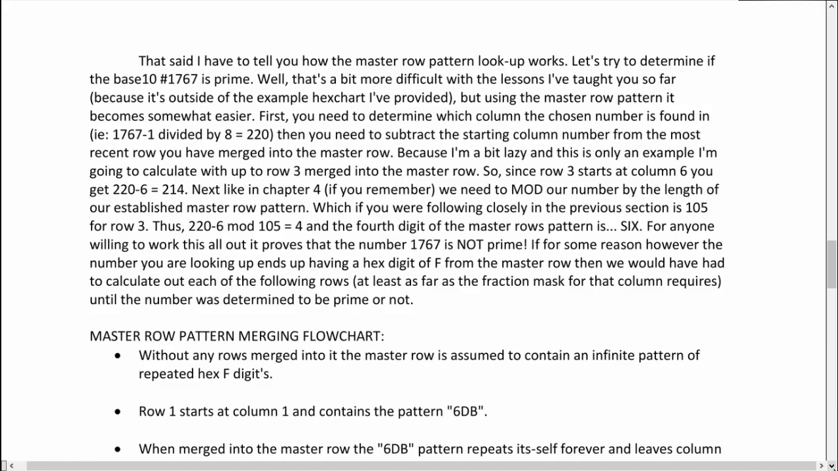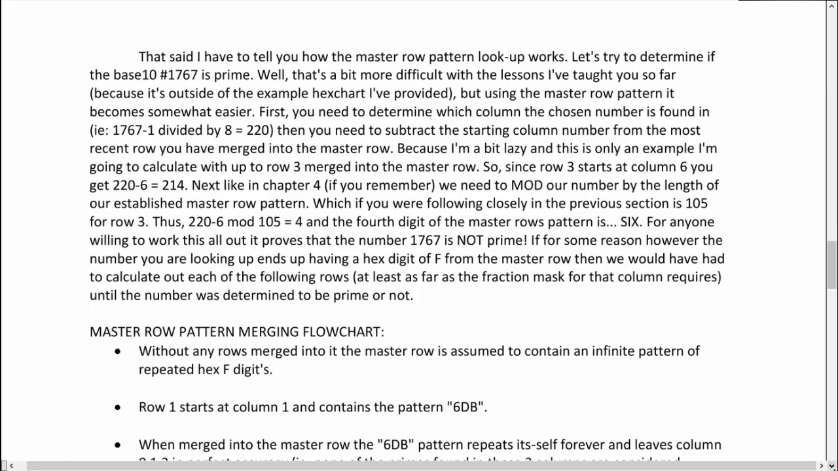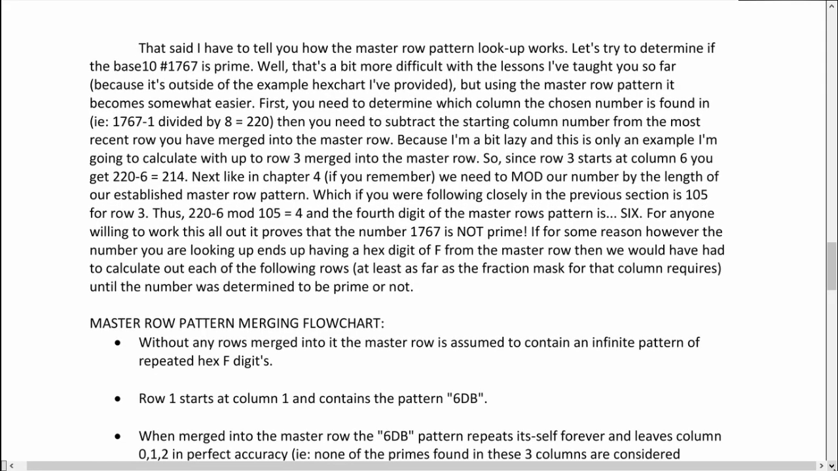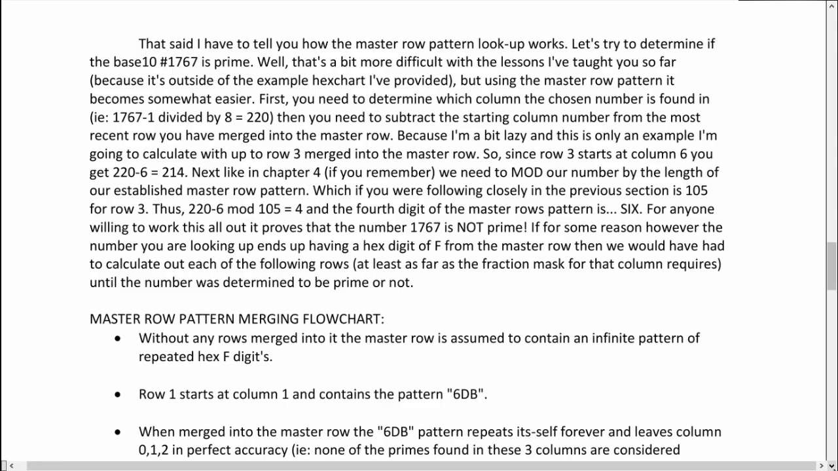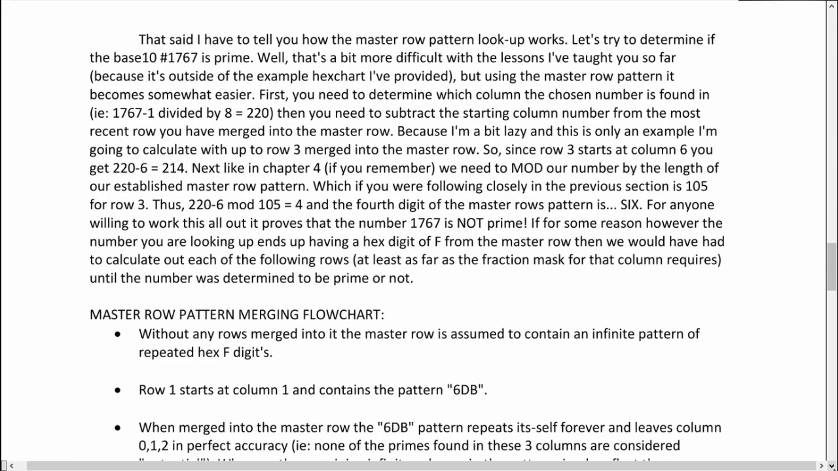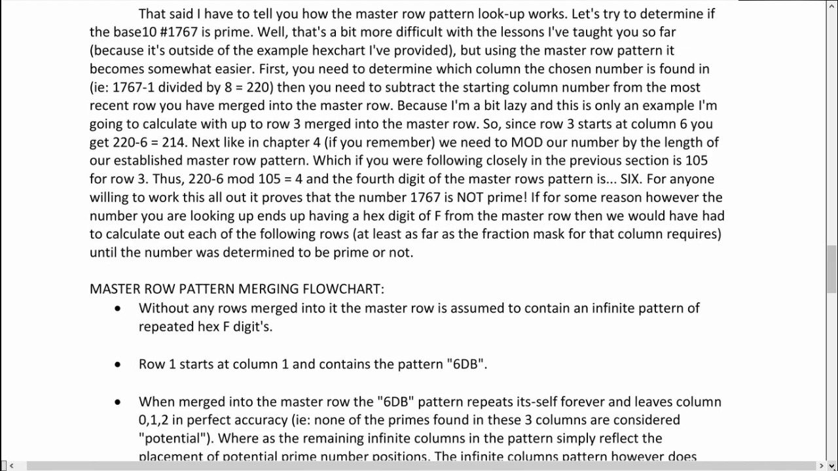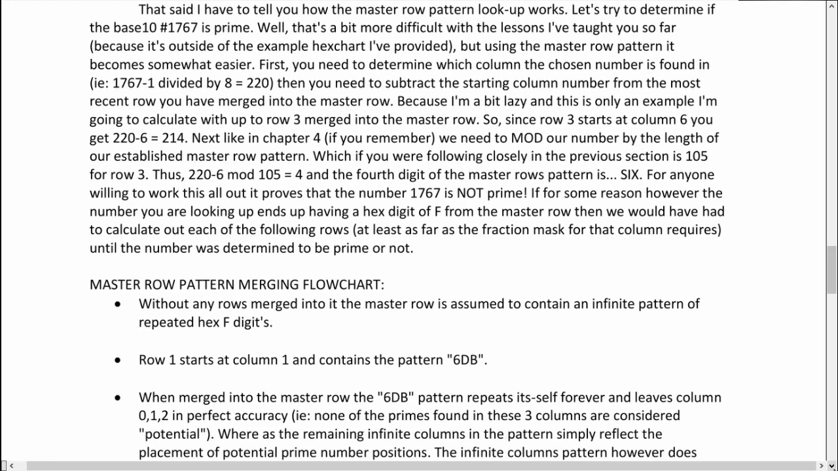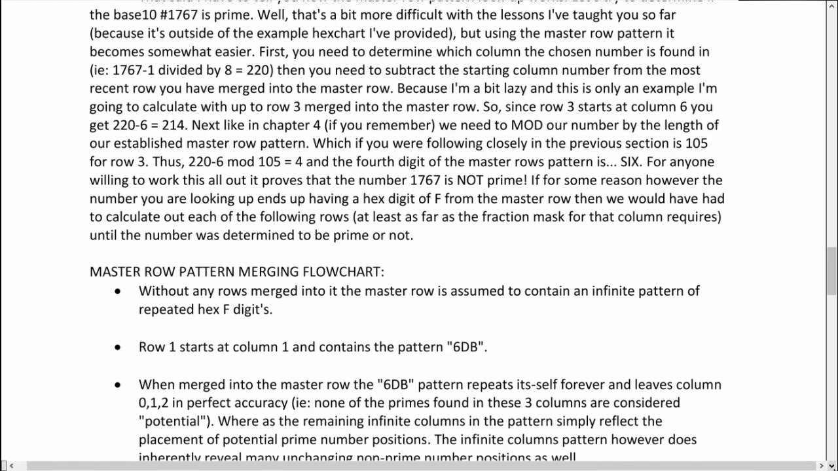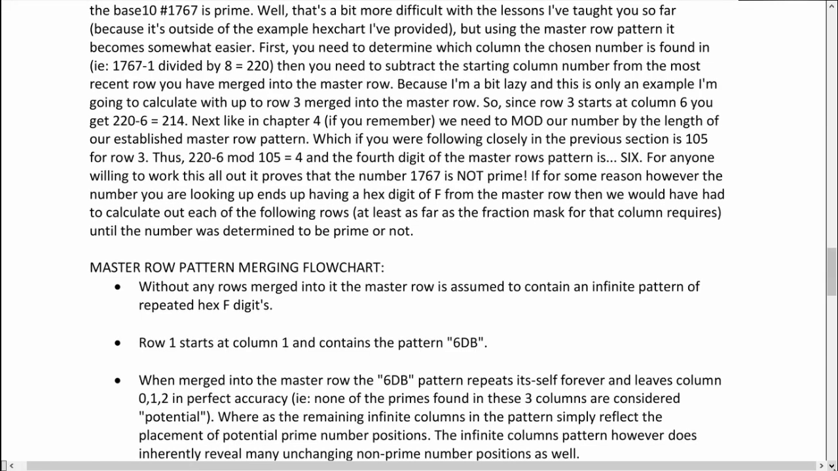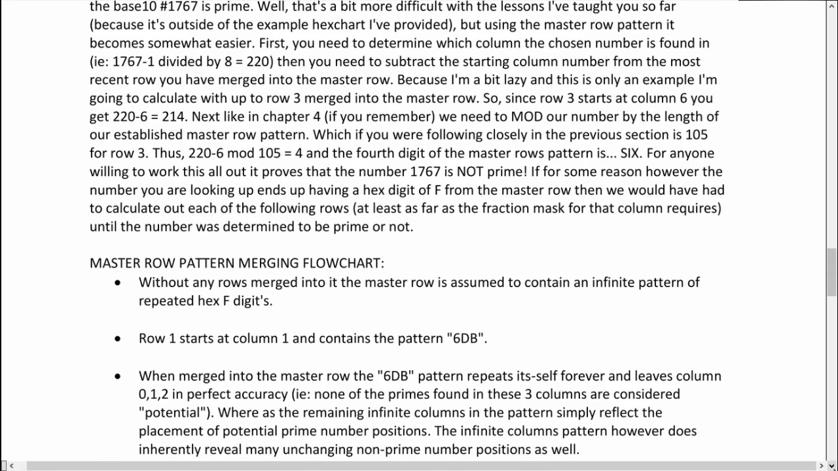Then you need to subtract the starting column from the most recent row you have merged into the master row. Well, because I'm a bit lazy and this is only an example, I'm going to calculate with up to row 3 merged into the master row. So, since row 3 starts at column 6, you get 220 minus 6 equals 214.